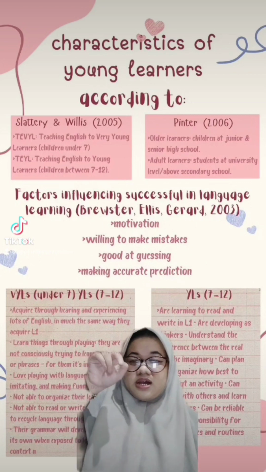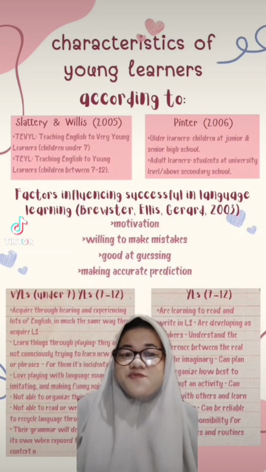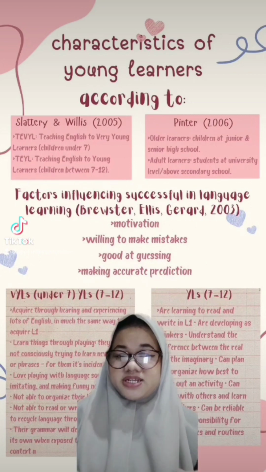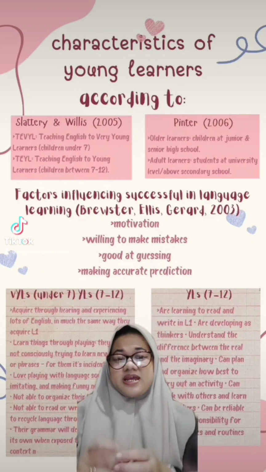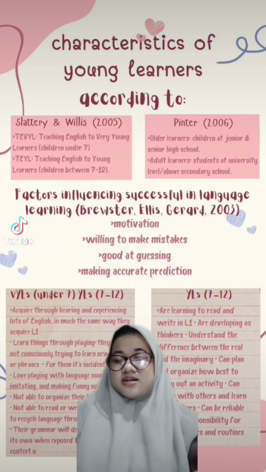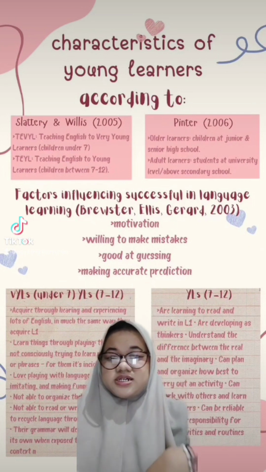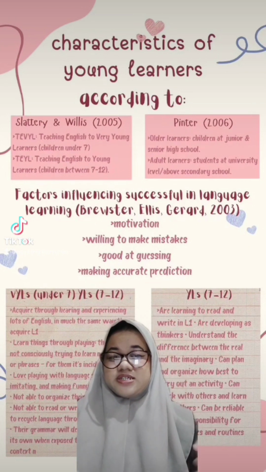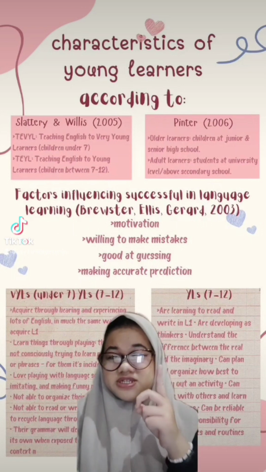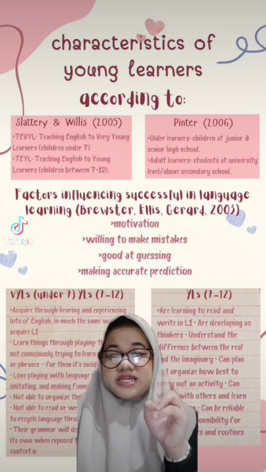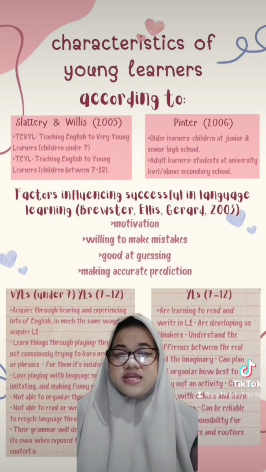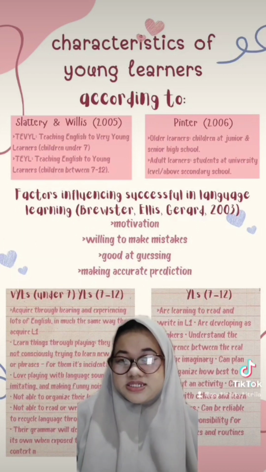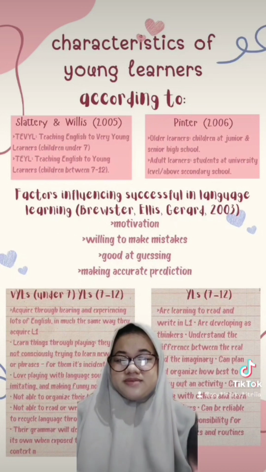Okay, now I will explain the factors influencing success in language learning. For Brewster, Ellis, and Girard in 2003, there are four factors influencing success in language learning. The first is motivation. The second is willingness to make mistakes. The third is being good at guessing, and the last is making accurate predictions.